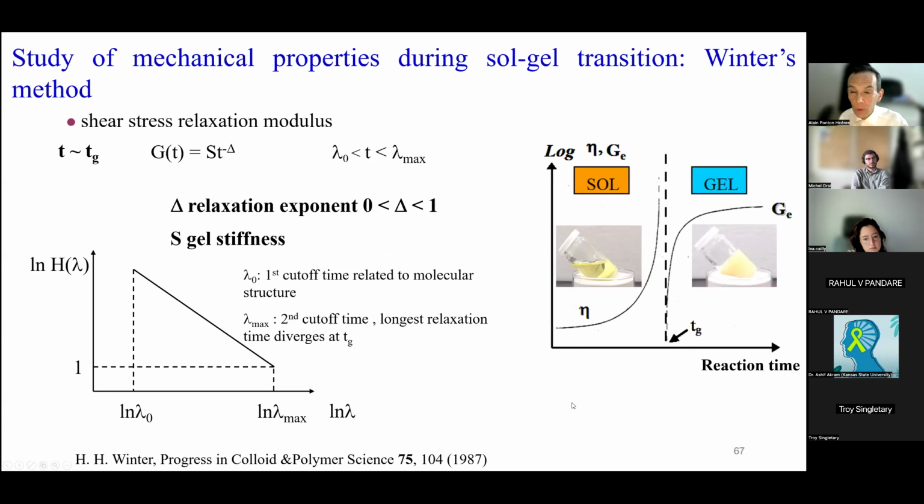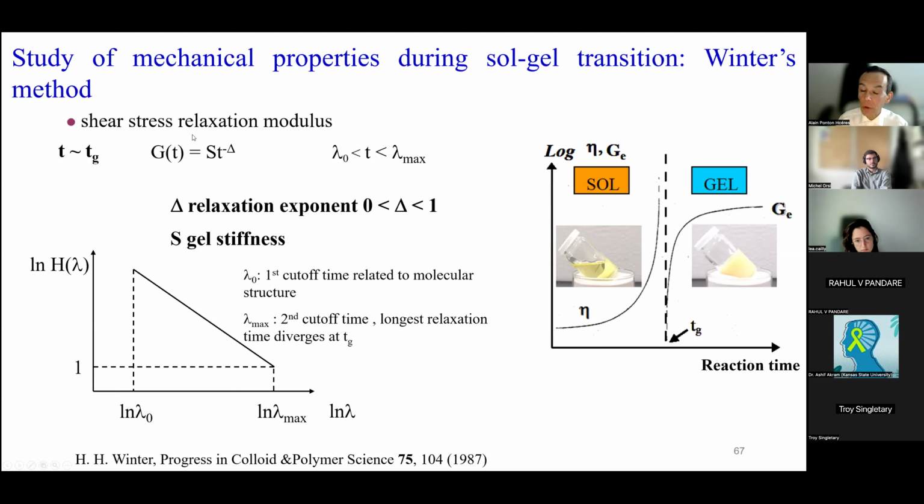To do this, we use what is called time-resolved mechanical spectroscopy, first proposed by Winter. So in a few words, in a fluid state, the viscosity is very low, and step by step, you have a cross-linking of polymer chains. So the viscosity increases until a divergence. And at this time, we have a three-dimensional network. So you have an elasticity in the network. So you have an increase of elasticity as a function of time.